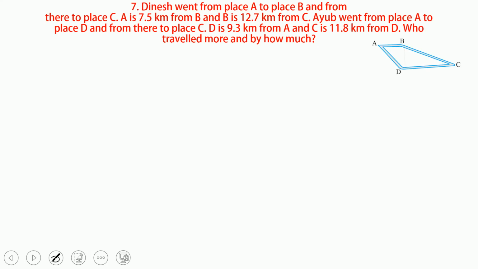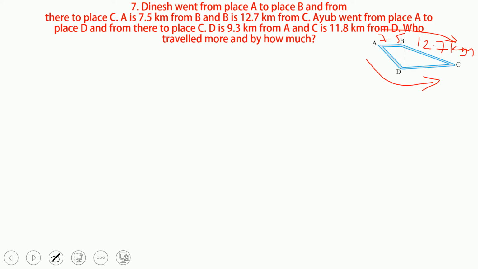So here look, Dinesh went from place A to place B, and from there to place C. A is 7.5 kilometer from B, and B is 12.7 kilometer from C. Then Ayub went from place A to place D, and from D to place C. Now Dinesh moved like this and Ayub moved like this.